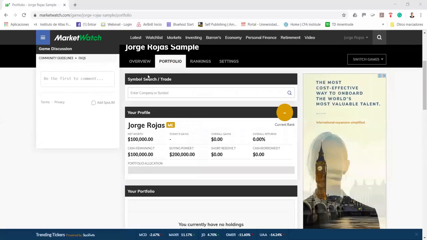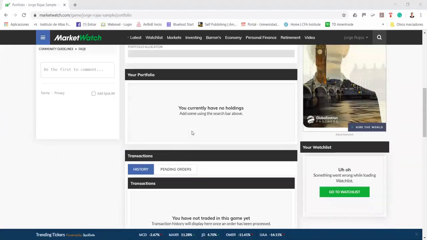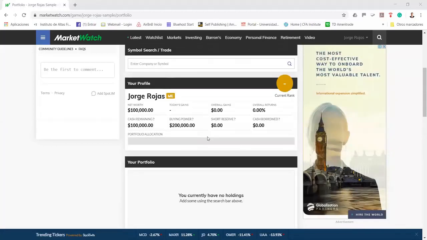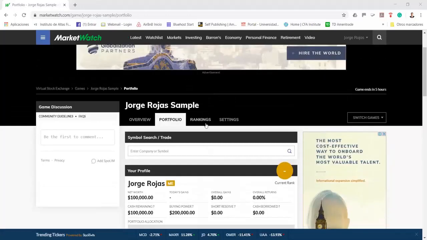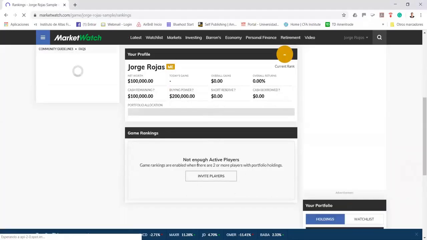Down here, if you have more people playing in the game, you will see the ranking. It's organized by profit and loss. In this case, I don't have any because I'm the only one here. But if you have more participants, there are rankings here, where you can check who's winning. But in this case, again, I'm the only one here.